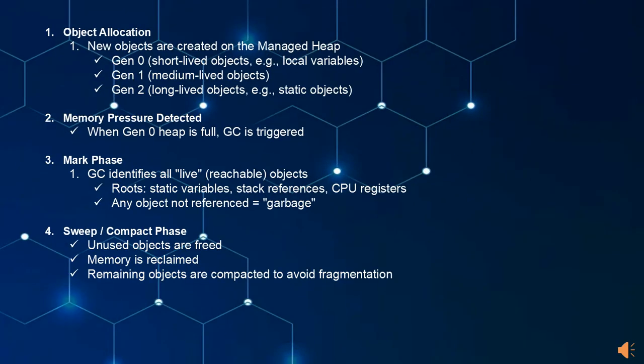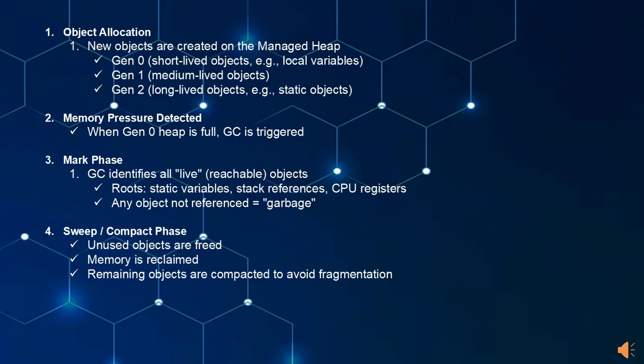At first, we have object allocation. New objects are created on the managed heap, where we have generation 0, short-lived objects, for example, local variables. Generation 1, medium-lived objects. Generation 2, long-lived objects, for example, static objects. When memory pressure is detected, when the Gen 0 heap is full, then GC is triggered.